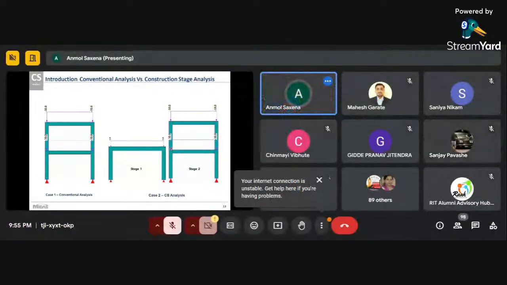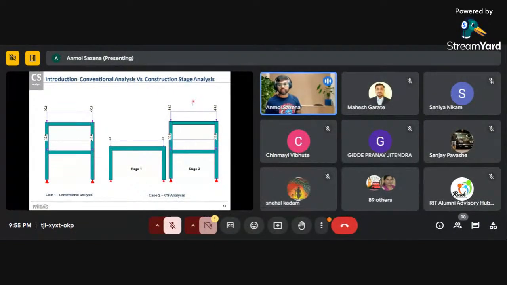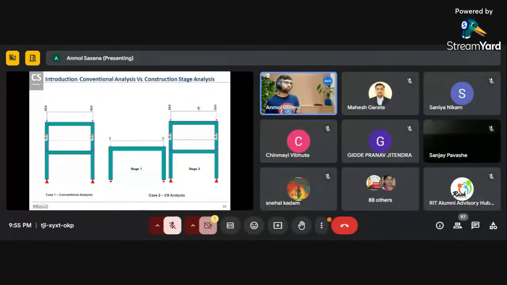Then when the second floor is activated, we will apply the load of the second floor, which is dead load or some other loads. So in this way, we have to do a construction stage analysis.